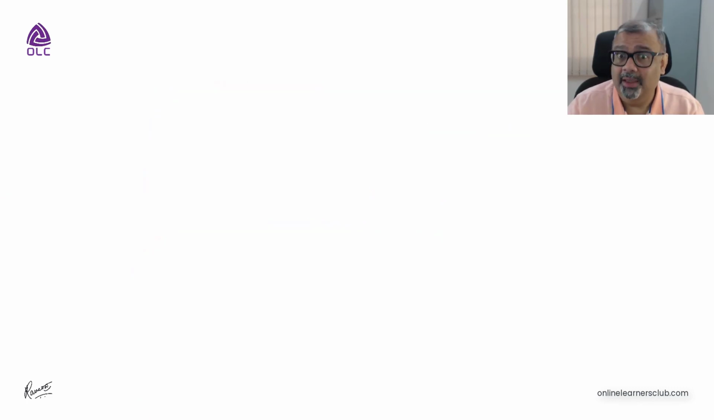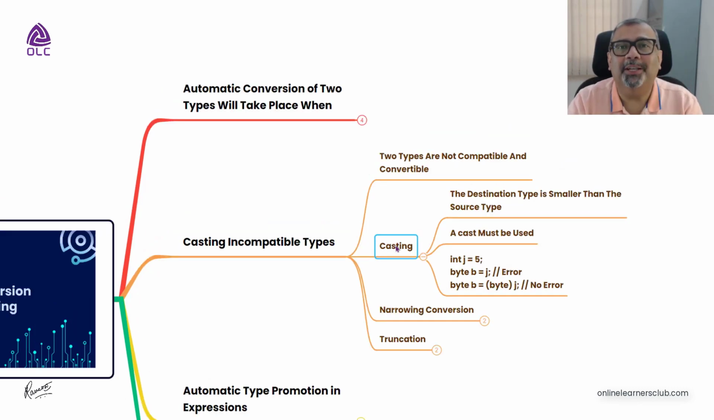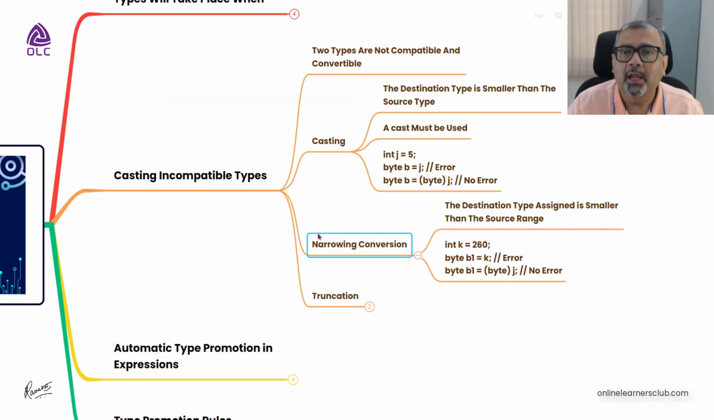Now comes the question: when I have a 1 liter jar with 750 ml of water and I am trying to pour it into a 500 ml jar, a half-liter jar. Even though I am saying it's okay to do, we have the risk of overflowing the content. The same behavior is called narrowing conversion, where the destination type assigned is smaller than the source range.